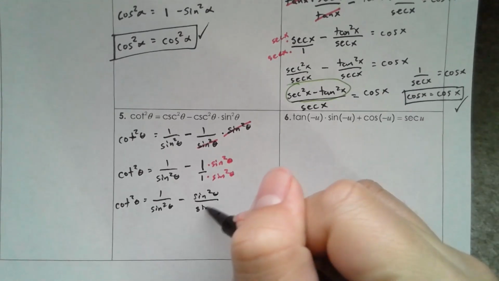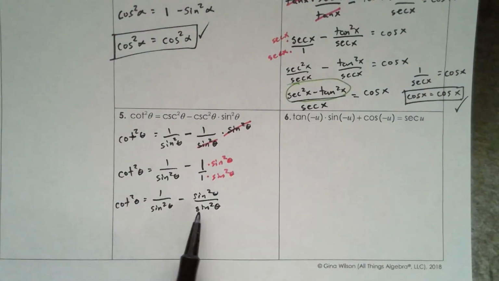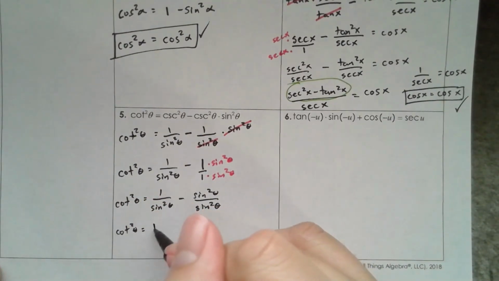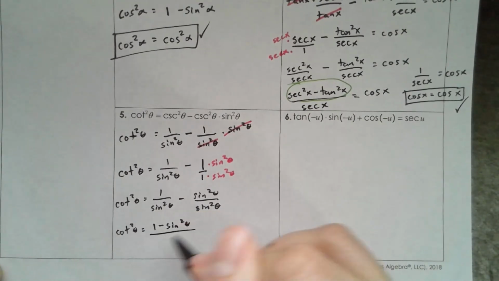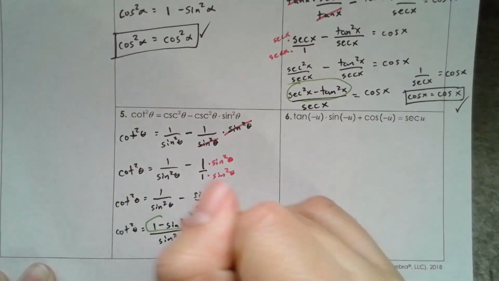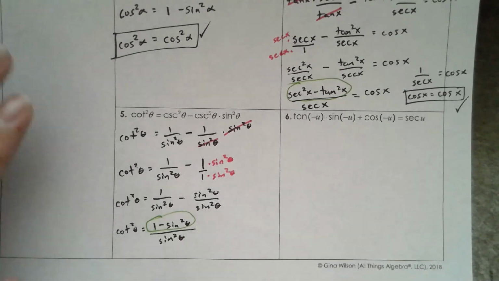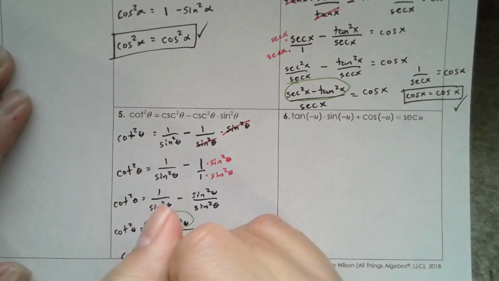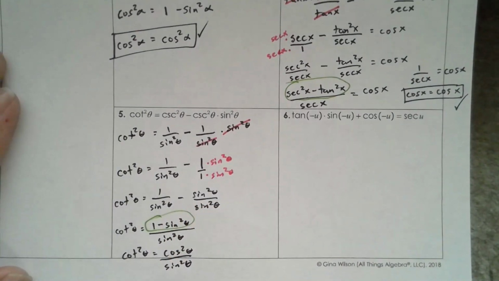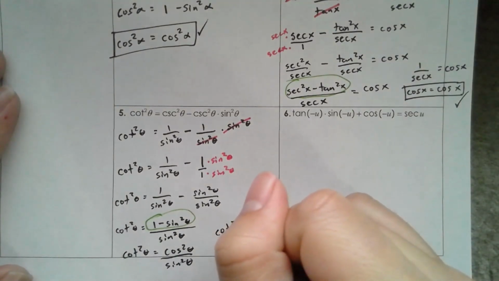Okay, these two fractions have the same denominator, so then I'll have 1 minus sine squared theta over sine squared theta. 1 minus sine squared theta, that's an identity. That is cosine squared theta over sine squared theta. There you go. This right here, I'm drawing a blank here, a quotient identity. That's cotangent. Cotangent squared theta is therefore equal to cotangent squared theta.